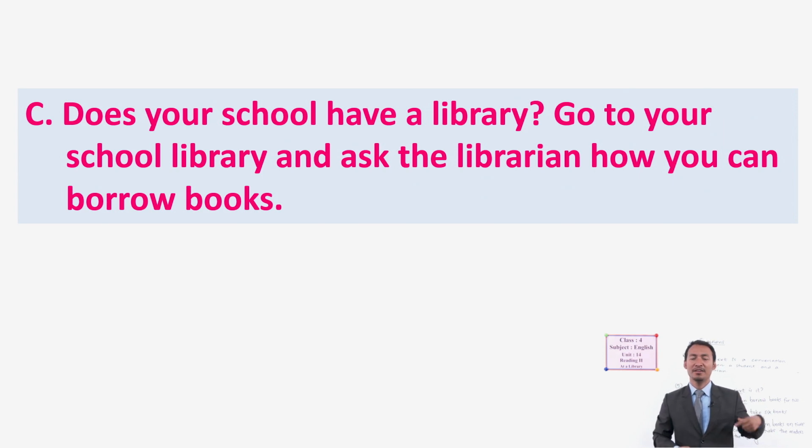Then the librarian might say, you can borrow books by getting a library card. First, you need to fill up an application form. The librarian might say that. So learn to ask the question in English, and you can also get information in English from your librarian. Okay, students, that is how you can get the information about the library from your school. So you can do it in the library of your school.